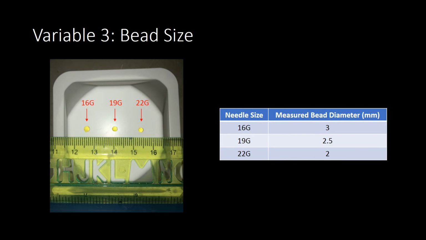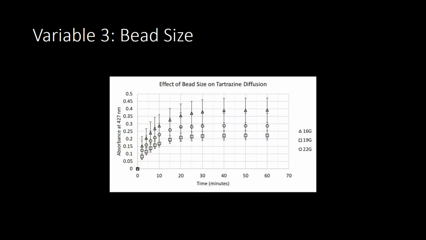The third manipulated variable was bead size. Different size beads were produced by using a 16-gauge, 19-gauge, or 22-gauge needle. The actual bead diameters were measured to be 3 mm, 2.5 mm, and 2 mm, respectively. As before, the absorbance versus time for each experimental group was plotted. Then, the same methods of analysis were used.